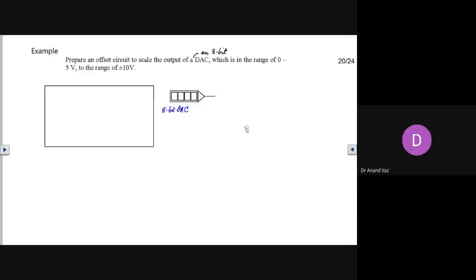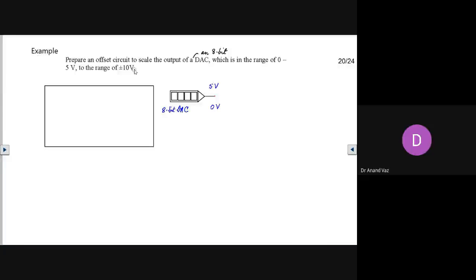This is given to us. And you are required to, the DAC can produce voltage between 0 volts, its range is 0 volts to 5 volts. Okay. 5 volts. Now, you have been asked to convert this voltage from 0 to 5 volts to the range of plus minus 10 volts using an offset circuit.